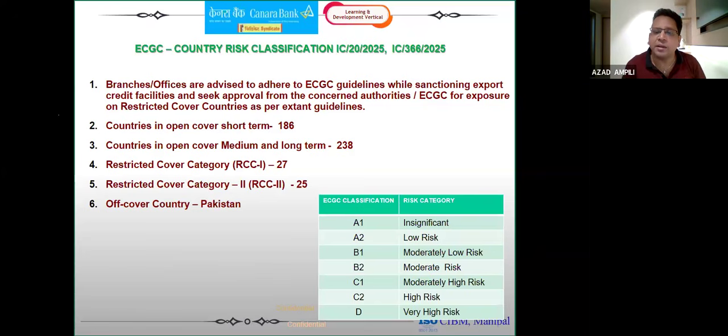A1 means what? What is the risk category? A1 means insignificant. A2 means low risk. B1 means moderately low risk. B2 means moderate risk. C1 means moderately high risk. C2 means high risk. D means very high risk. Just have a look. They may ask what is C1 in the exam.